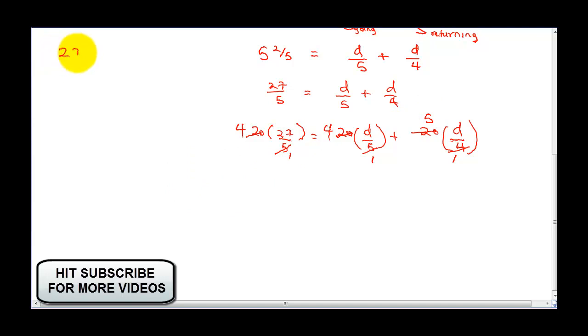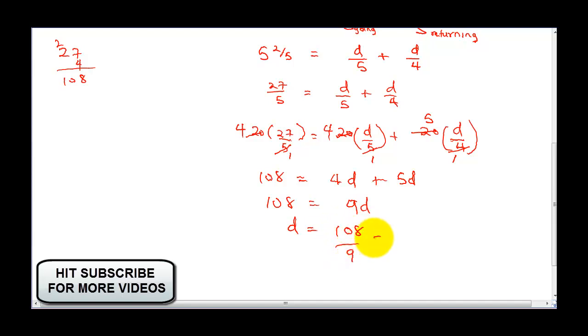When you do 27 times 4, this will give us 8, you carry a 2. 4 times 2 is 8 plus 2, that's 10. So we have 108 is equal to 4 times D, which is 4D, plus 5D. So we have 108 is equal to 9D. Therefore, D is going to be 108 divided by 9. So when you do 108 divided by 9, you're going to get 12. And remember, we were working with kilometers, so our final answer is going to be 12 kilometers.